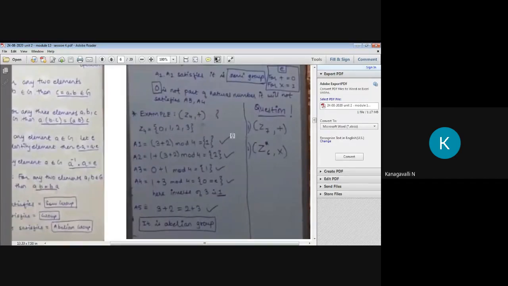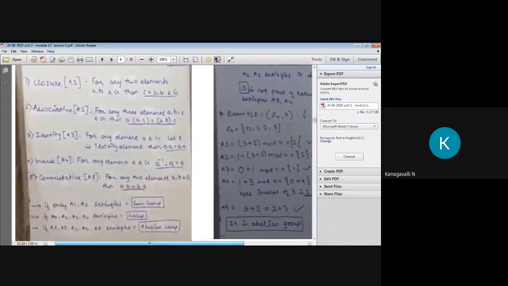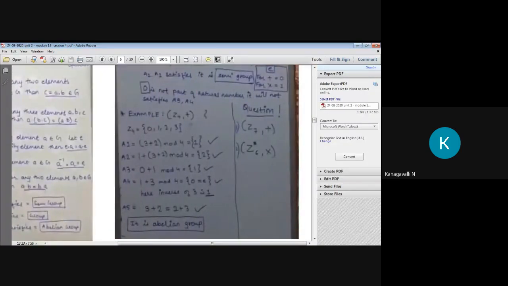Otherwise, if it satisfies only the A1 and A2 properties, that means associativity and the closure property, then it is called a semigroup, right? So please check the question.